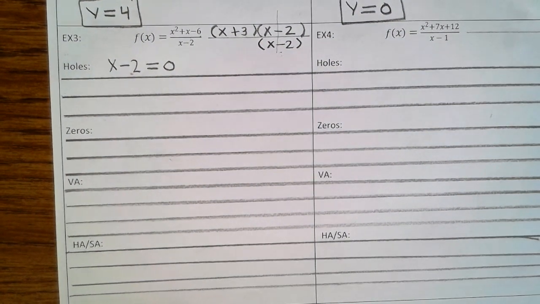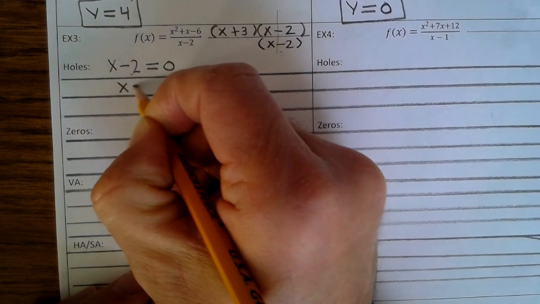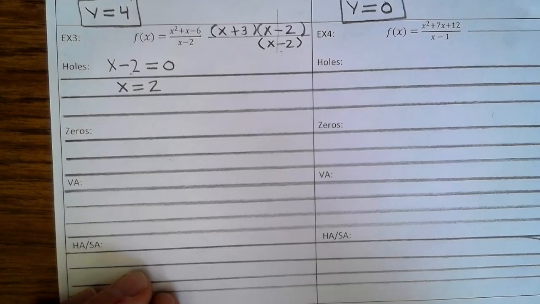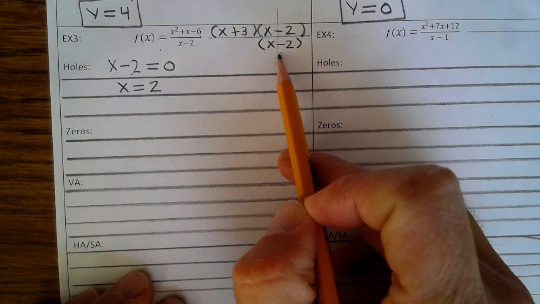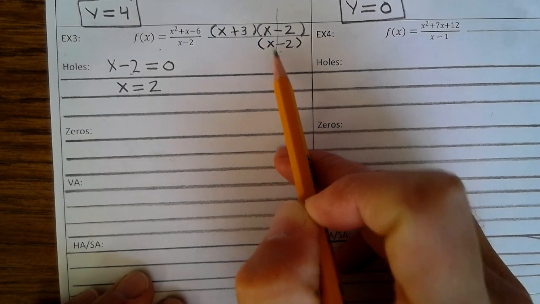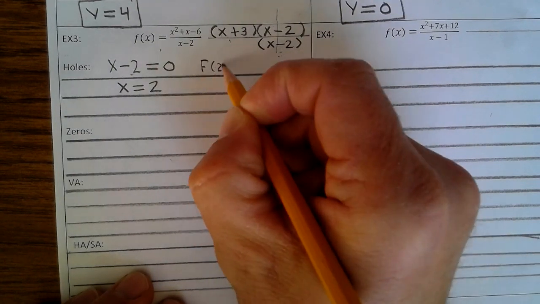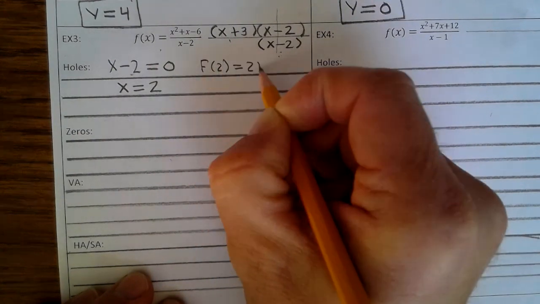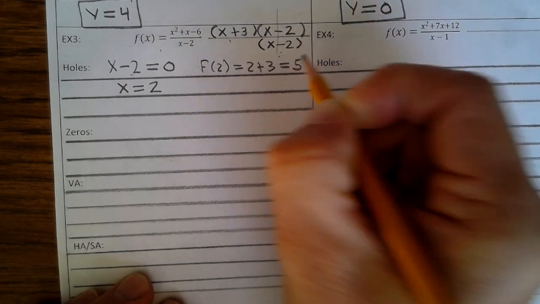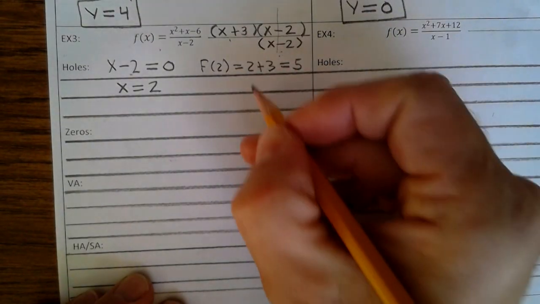So we need to find the y value. So we're going to evaluate the function without this, because that divides and becomes 1. So all we have to do is plug the 2 into x plus 3. So f of 2 equals 2 plus 3, which equals 5. So our hole is at the point (2, 5).